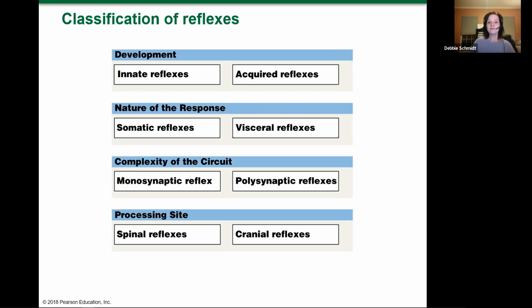We can classify them based on the nature of their response. They could be either somatic or visceral. Somatic reflexes involve the involuntary control of skeletal muscle. If you've had the knee jerk, right? The doctor hits your knee with a little hammer and you kick your foot. That's a skeletal muscle, which normally is under voluntary control, but this reflex is an involuntary response to a certain stimulus.